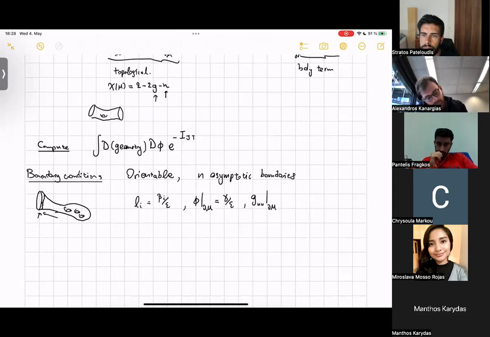So you have a one-dimensional boundary that goes around like a circle, and you fix the metric to be 1 over epsilon squared. So this epsilon goes to 0 in the end.